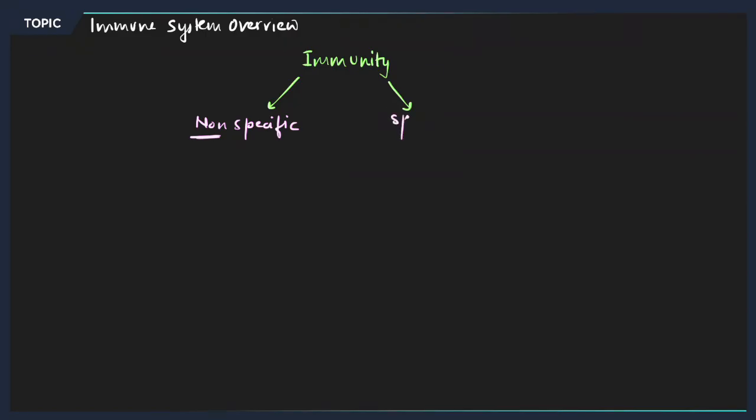Now we're going to talk about the immune system overview. We're going to talk about what immunity is, and what the different types of immunity are. First, let's divide immunity into two different types. So you have two main types. One is non-specific immunity, and the second one is specific immunity. The word non here is really, really important. The first, non-specific immunity, is also known as innate immunity. The second one, adaptive immunity, is the specific immunity.